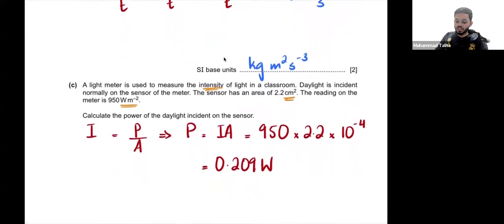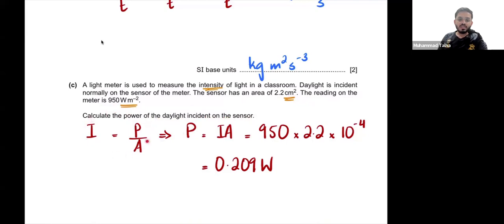A light meter is used to measure the intensity of light in a classroom. Daylight is incident normally on the sensor of the meter. The sensor has an area of 2.2 centimeters square. So this is not an SI unit, right? Reading on the meter is given as 950 watts per meter square. Calculate the power of the daylight incident on the sensor.